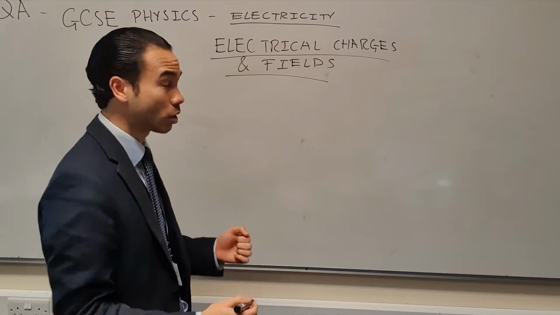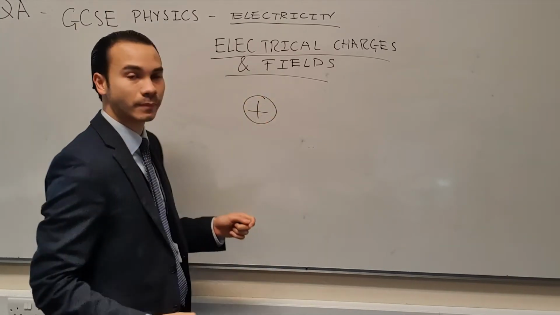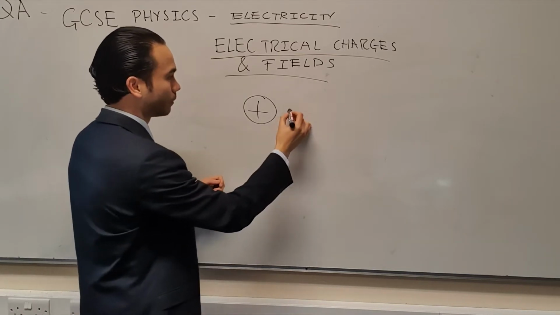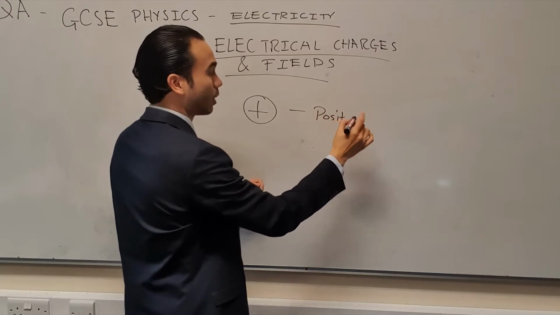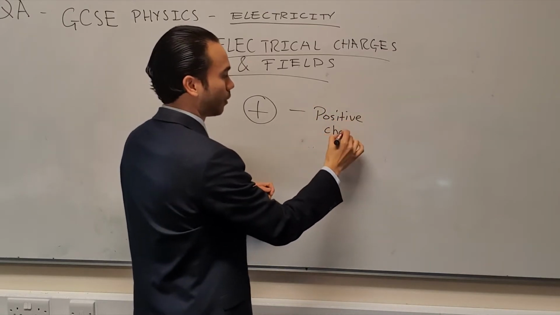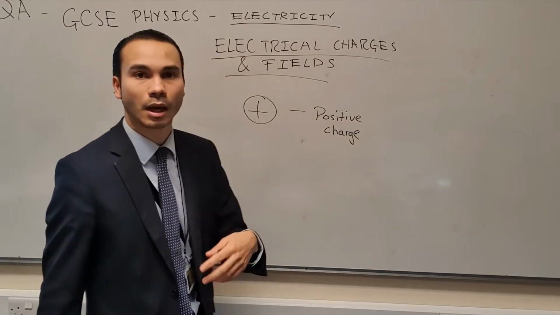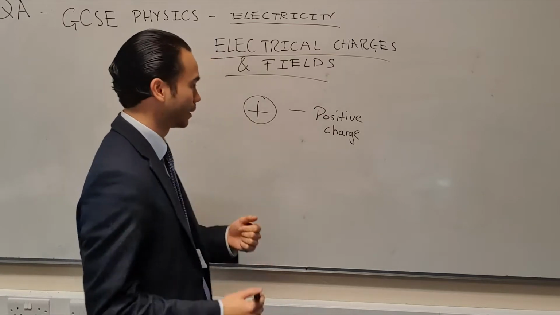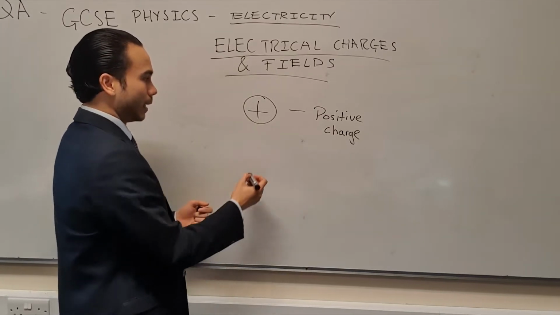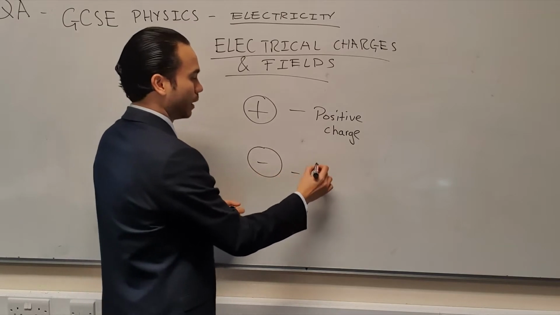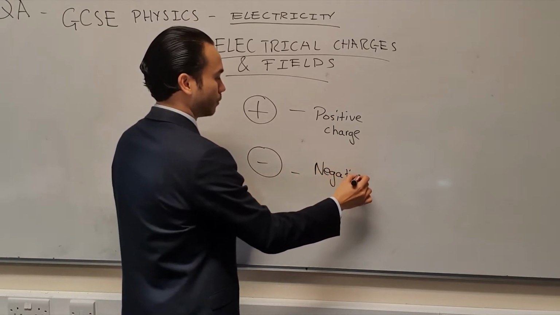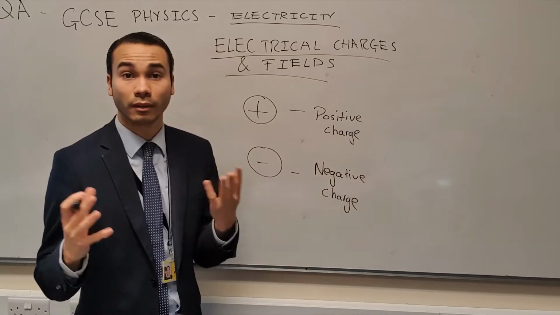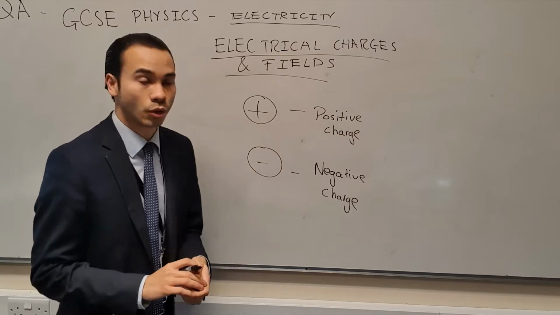Okay, so there are two types of charges in the universe that you need to know for GCSE. One category is a positive charge, and we've got multiple examples of these. The most common one is the proton in the nucleus, so it's got a positive charge. Then we also can have negative charges. And the most common example of this is the electron, on the outside of your atom.